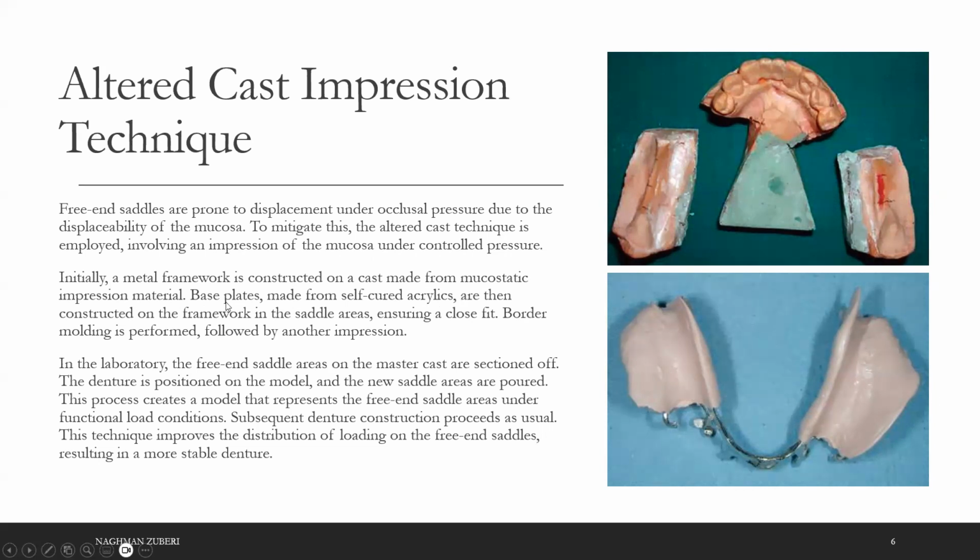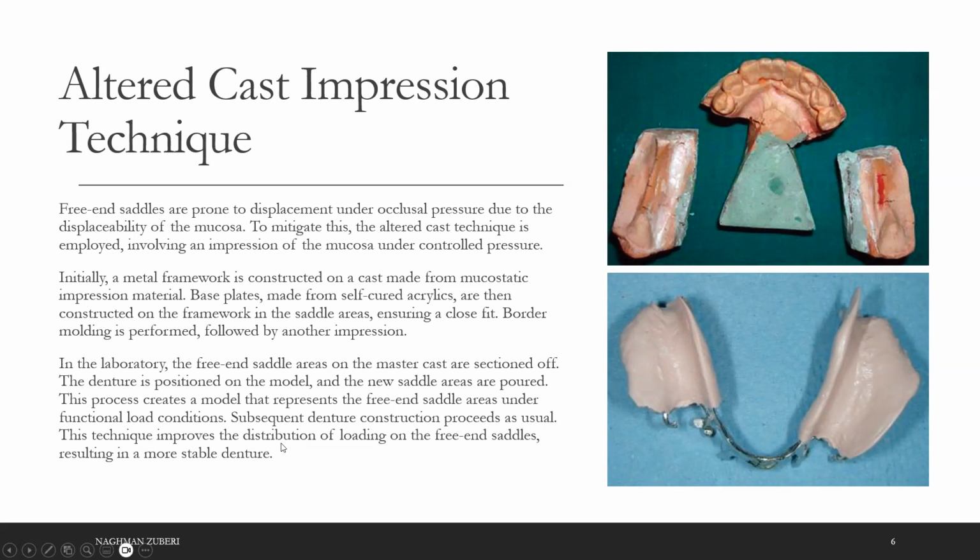These are the trays in which the impression is taken. So base plates made from the self-cured acrylics are then constructed on the framework in the saddle area, ensuring a close fit. Border molding is performed and then another impression is taken like this. In the laboratory, the free end saddle areas on the master cast are sectioned off like this. They are sectioned off, and the denture is positioned on the model and the new saddle areas are poured. This process creates a model that represents the free end saddle areas under functional load conditions. Subsequent denture construction proceeds as usual.